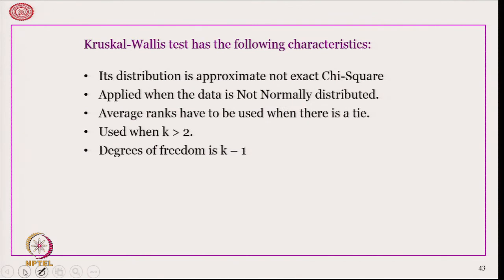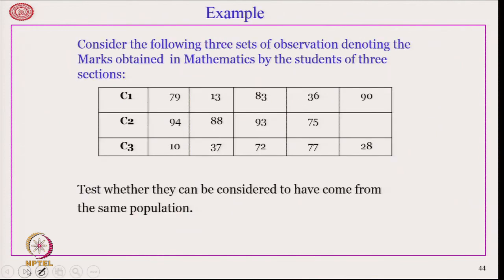Kruskal-Wallis test has the following characteristics. Its distribution is approximately, but not exactly, chi-square. You have to remember that it is only an approximation to chi-square. It is applied when the data is not normally distributed, as we have mentioned many times. Average ranks have to be used when there is a tie. If two observations are the same, then as usual we have to give them the average rank. It is used when k is greater than 2 and the degrees of freedom is k minus 1. So, let us give an example.